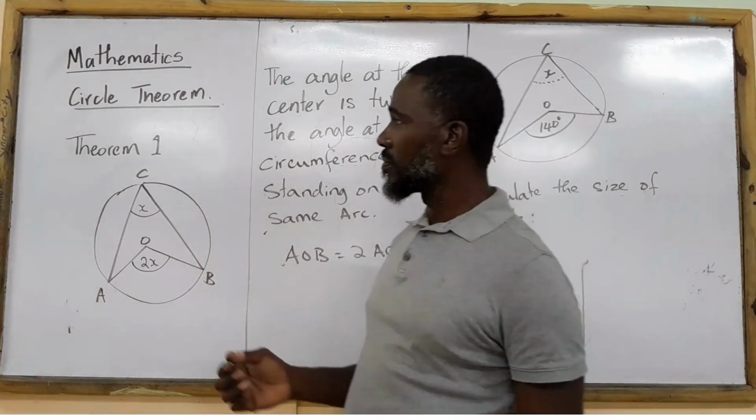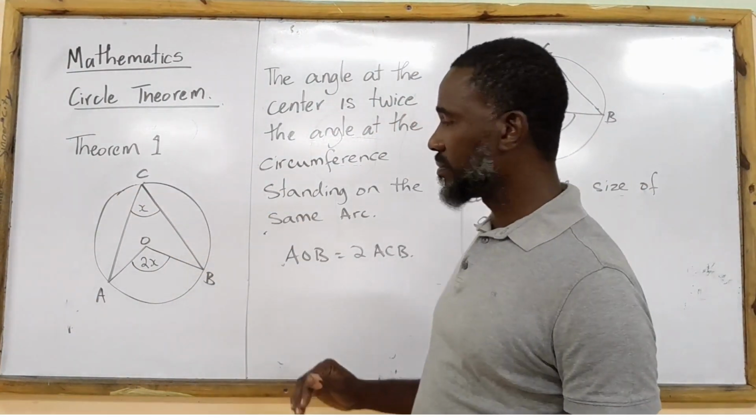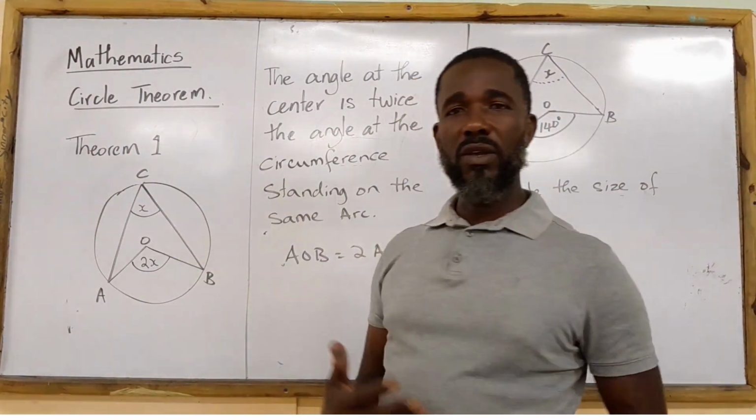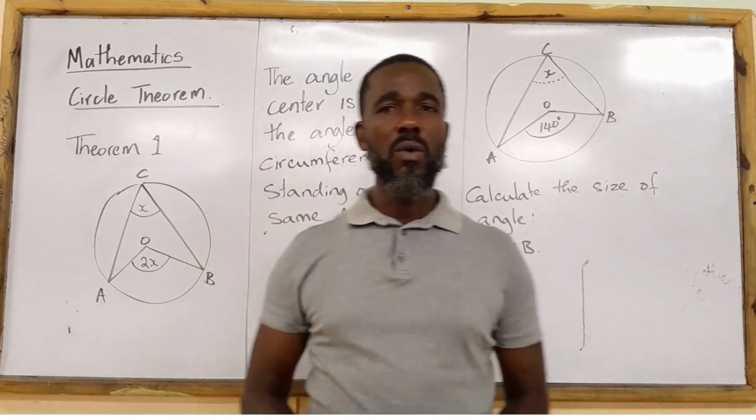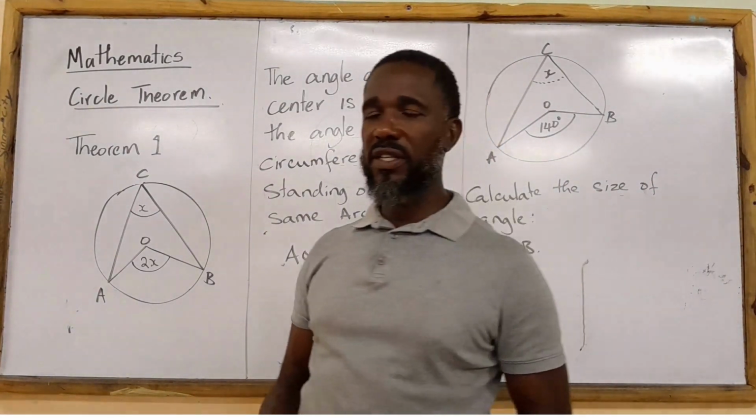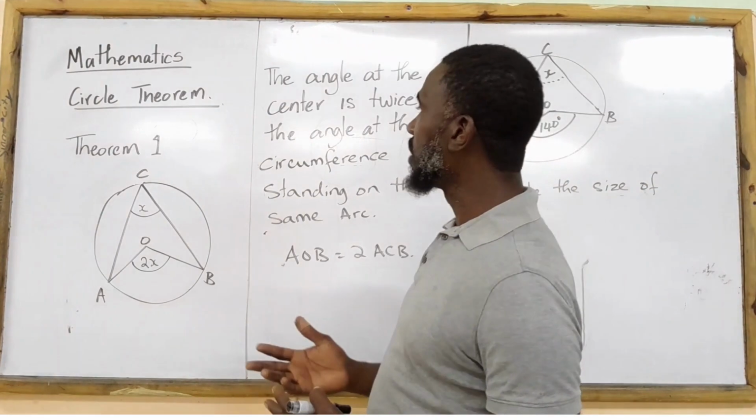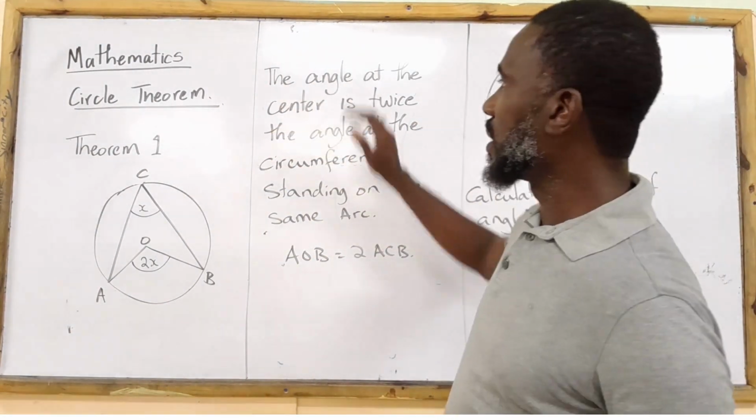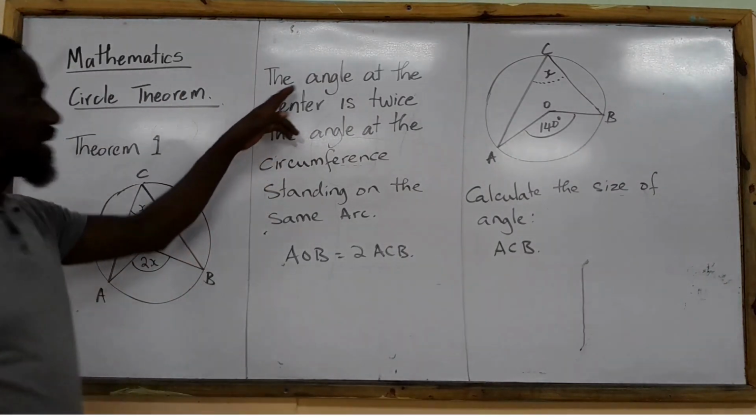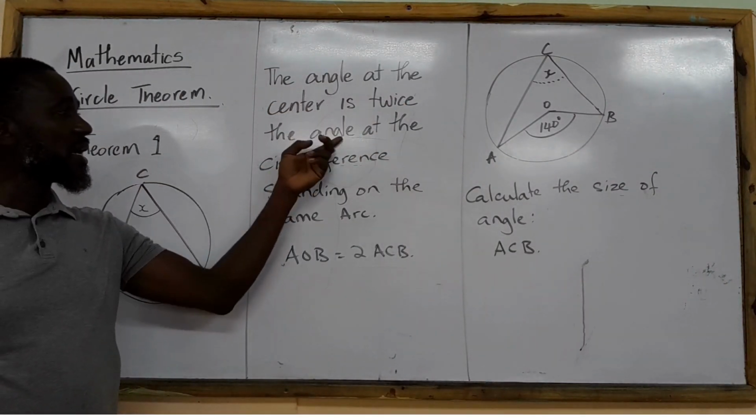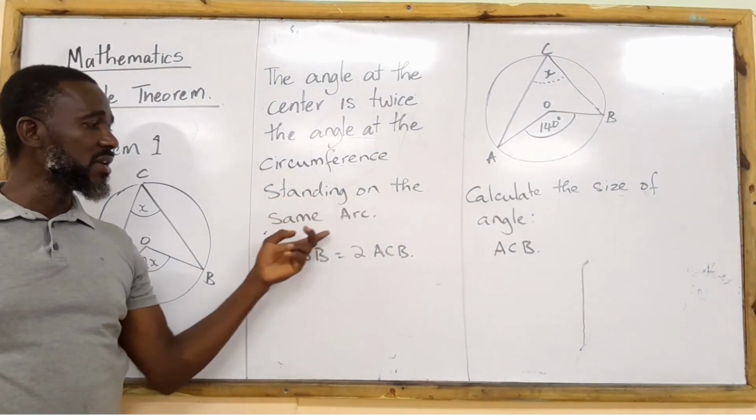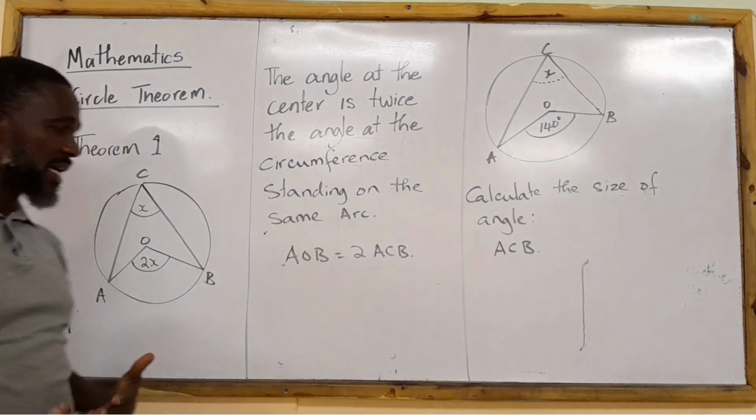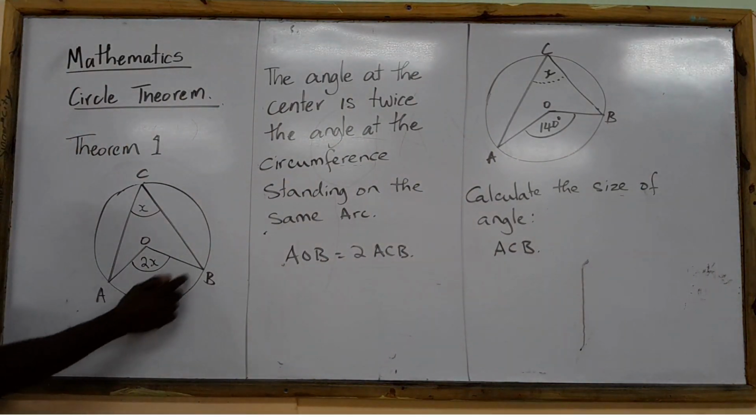Circle Theorem, and we're going to look at Theorem 1. I hope that you are already familiar with some concepts of a circle. The first theorem that we're going to be looking at is this one here. It states that the angle at the center is twice the angle at the circumference standing on the same arc. So we have the arc AB.